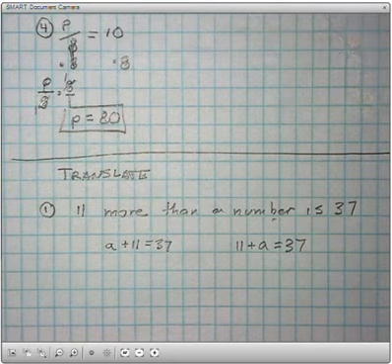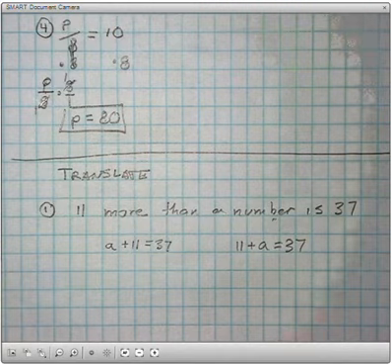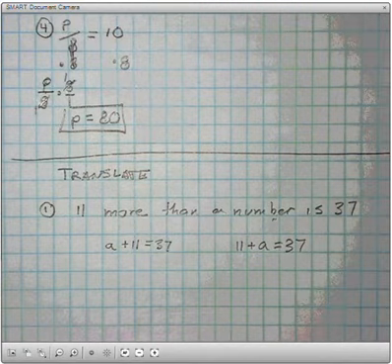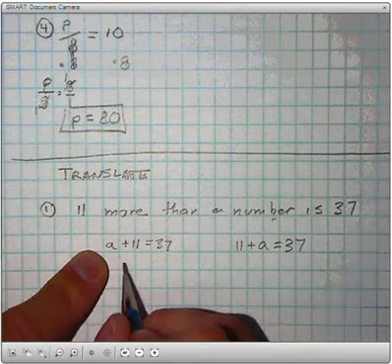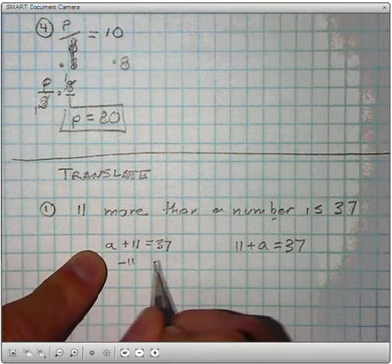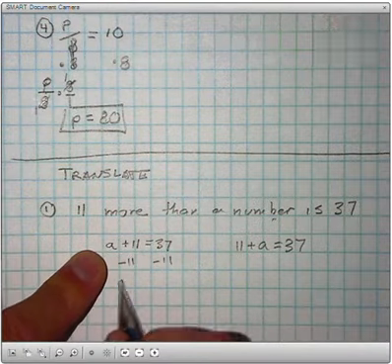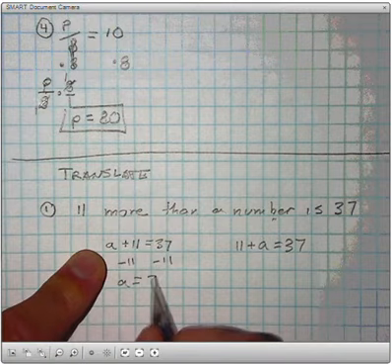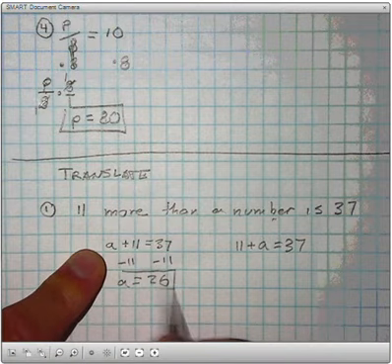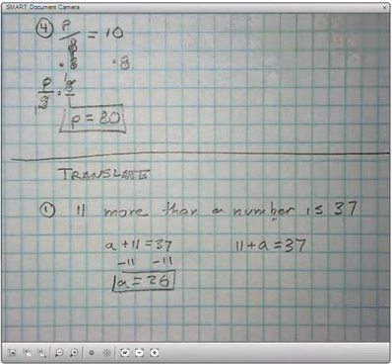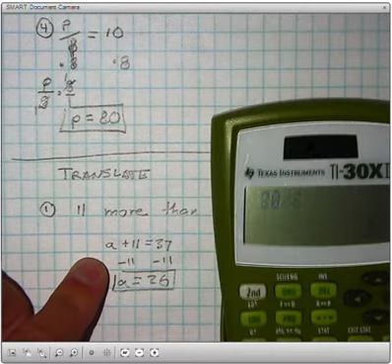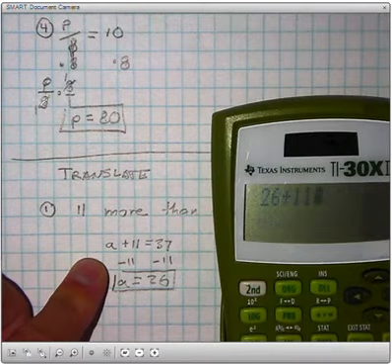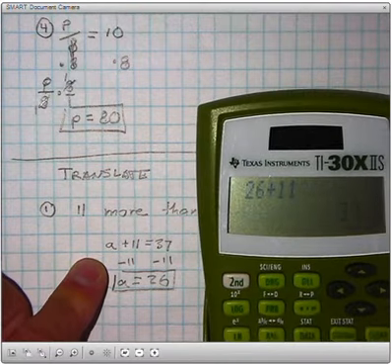This goes back to the properties that we talked about last week. The commutative property of addition, where the order of those numbers doesn't matter, it still gives you the same result. So now if I solve this, I can subtract 11 from both sides, so A equals 26. And then I can plug it back into the original equation. 26 plus 11 gives us 37, so we know we're right.